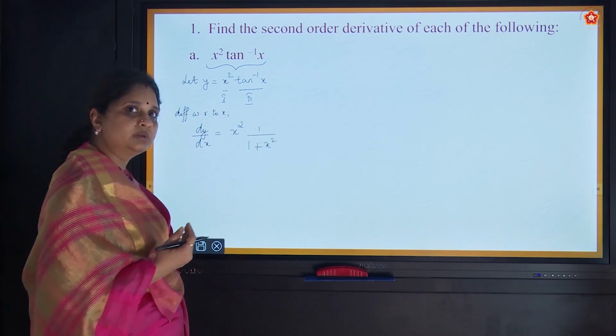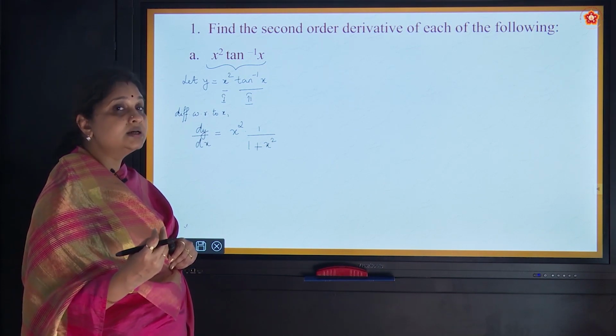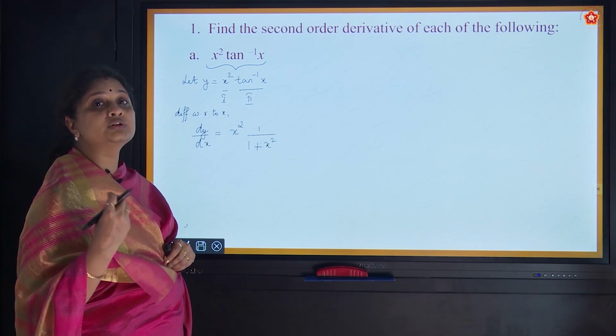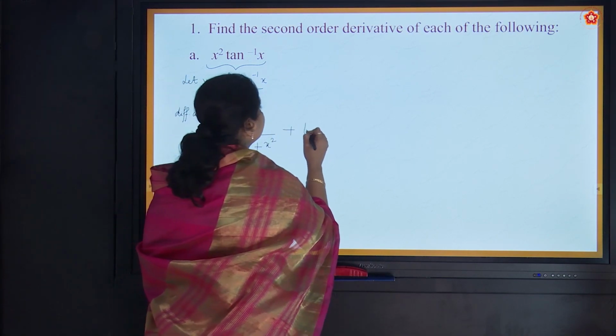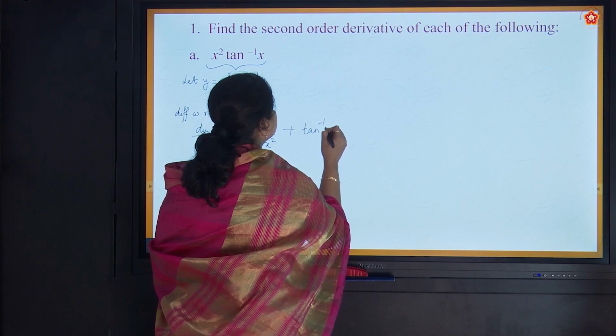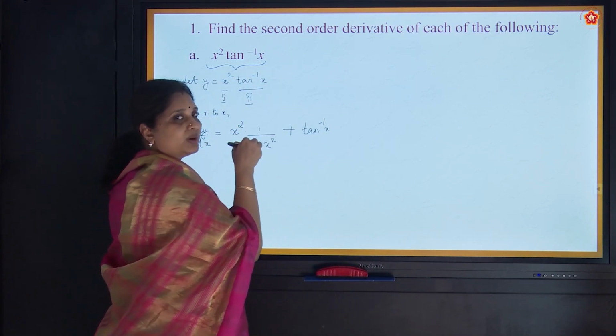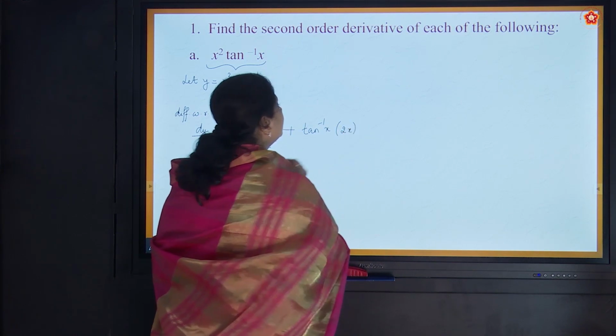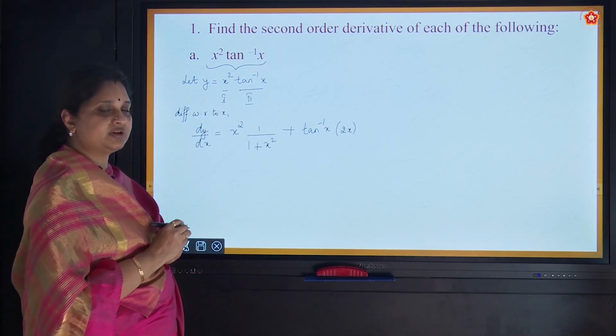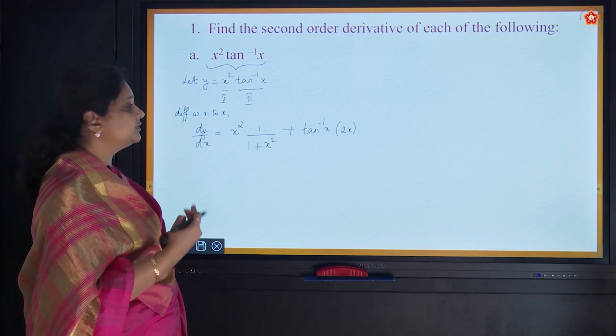Please go back to the formulas, make a list of it and keep it so that it is useful when you want to differentiate. Now, plus tan inverse of x remains unaltered and the first function, that is x squared, is getting differentiated. You have to first use the power law. X squared when differentiated gives you 2x.